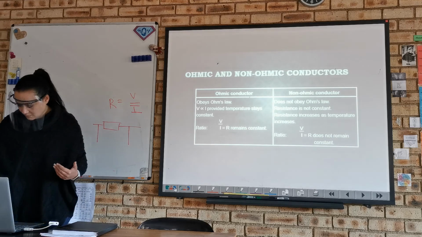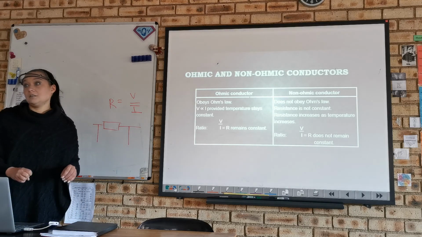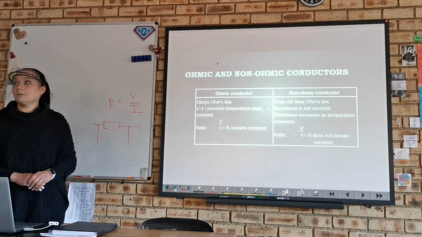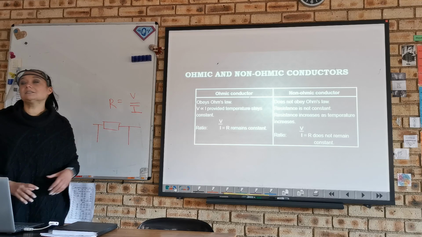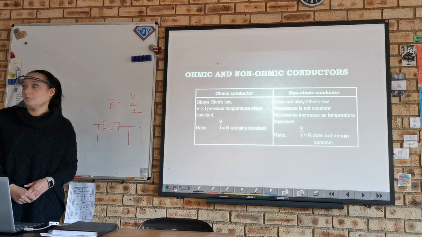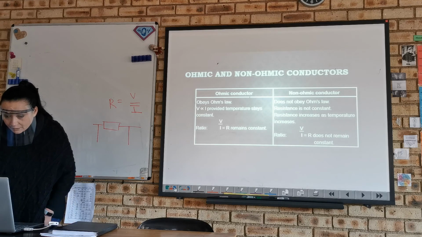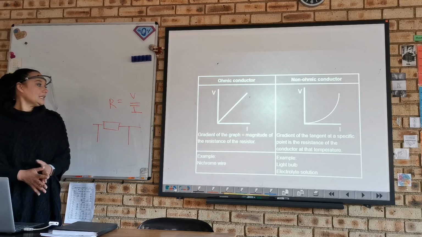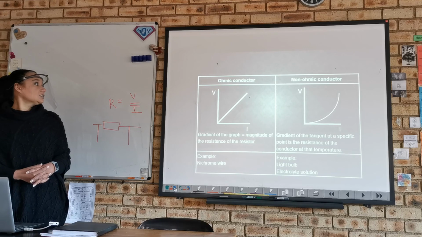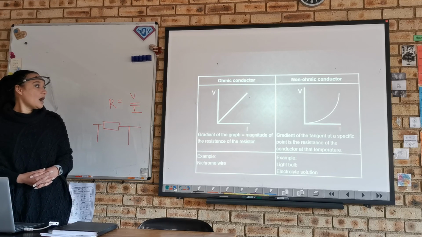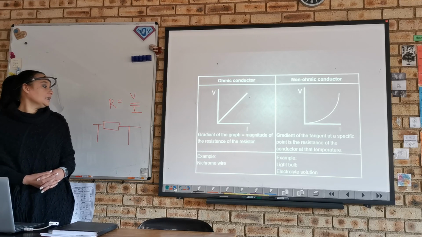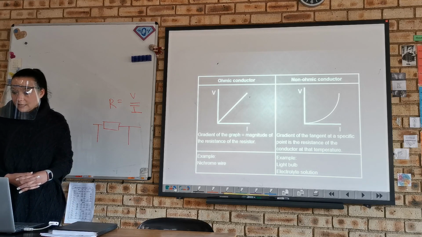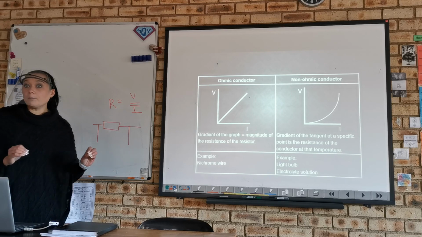That means that most of our conductors are actually non-ohmic conductors, because as the temperature increases, the resistance increases as well. In terms of what the graphing looks like, we've seen graphs like this. An example for an ohmic conductor would be nichrome wire, and one for a non-ohmic conductor would be a light bulb or an electrolyte solution. And that is where I'm going to stop for the day.